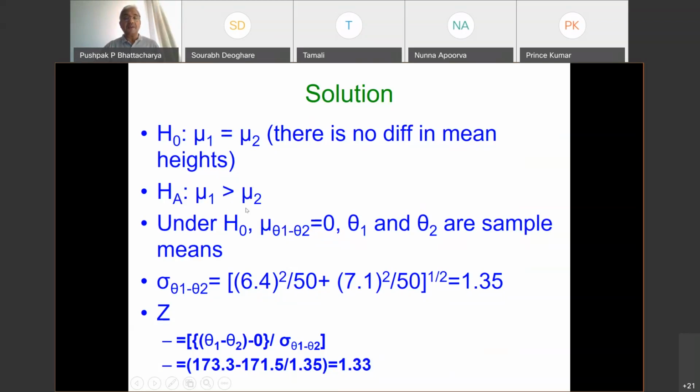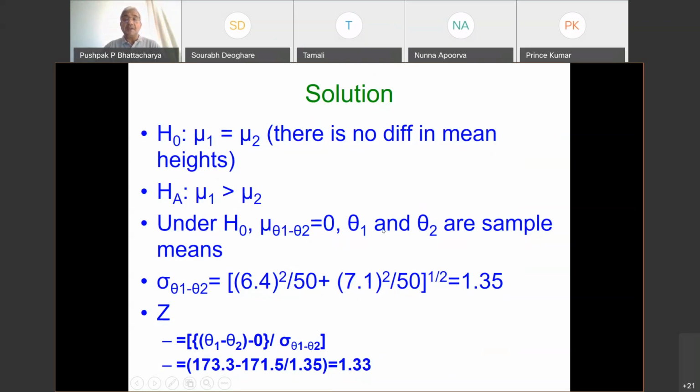In particular, we are interested in the question, are athletes taller than the population which doesn't do athletics? So the alternative hypothesis is mu1 greater than mu2. Now we have formed a null hypothesis, the most important step. Let's examine the consequence of this null hypothesis.